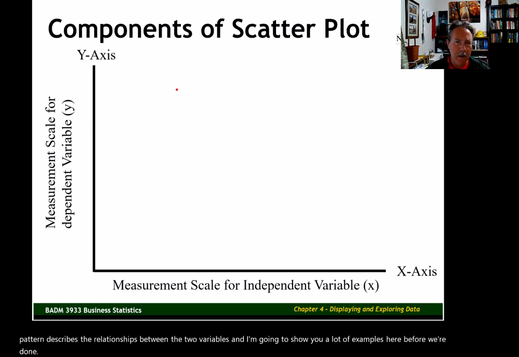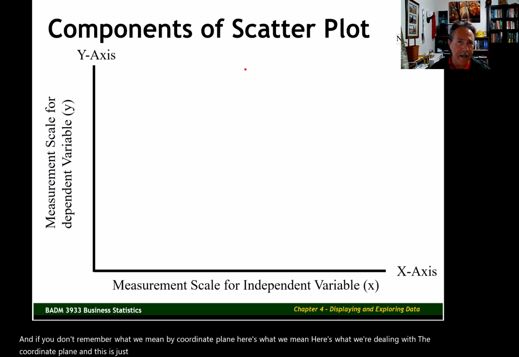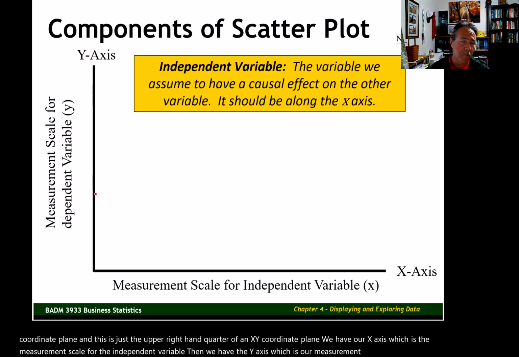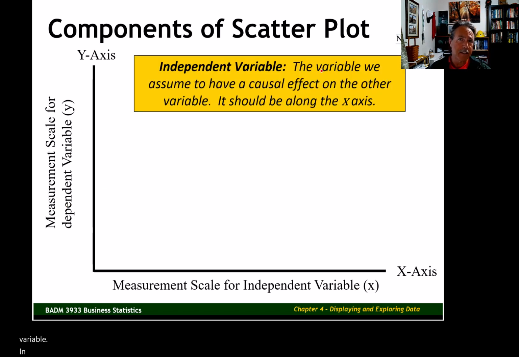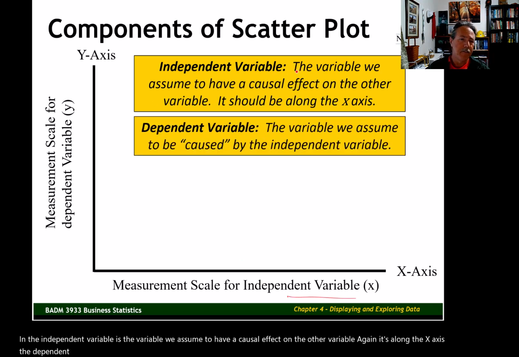If you don't remember what we mean by coordinate plane, here's what we're dealing with. This is just the upper right-hand quarter of an XY coordinate plane. We have our x-axis, which is the measurement scale for the independent variable. Then we have the y-axis, which is our measurement scale for the dependent variable. The independent variable is the variable we assume to have a causal effect on the other variable. Again, it's along the x-axis. The dependent variable is a variable we assume to be caused by the independent variable.